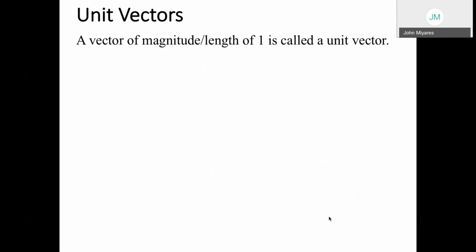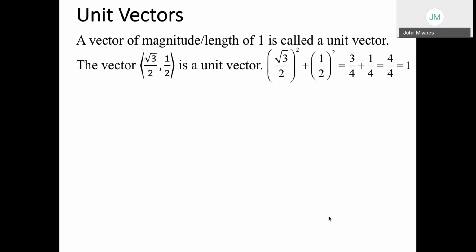We've got a couple of more concepts to introduce before we end this video. The first one is something called a unit vector. A unit vector is a vector with a magnitude or a length of 1. For example, the vector <square root of 3 over 2, 1/2> is a unit vector. And we can verify this by applying the Pythagorean theorem. If you square each component, you'll get 3/4 plus 1/4, which adds up to 1.